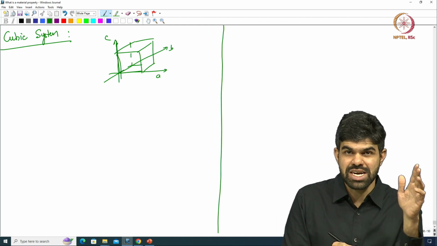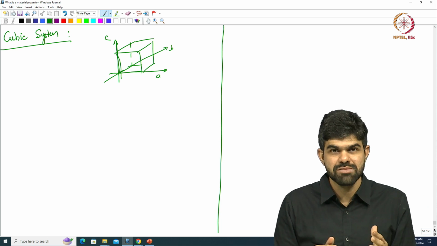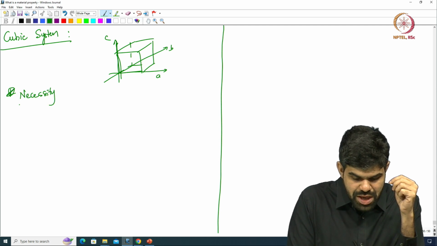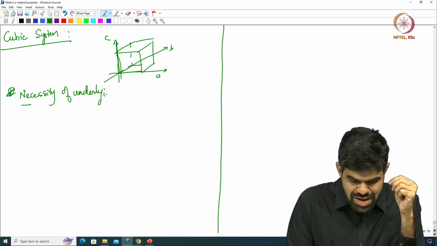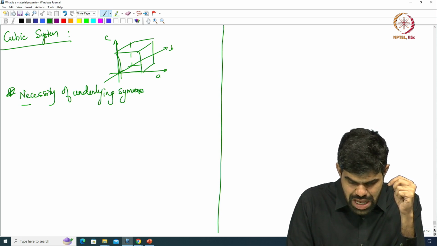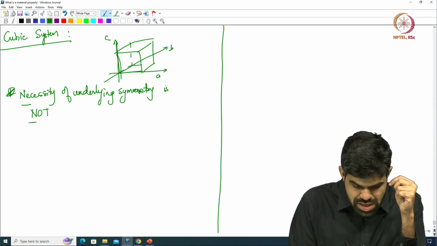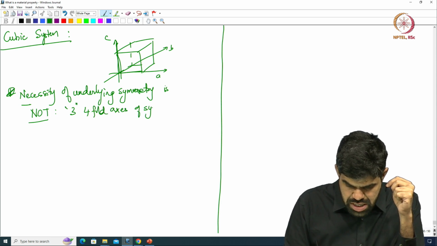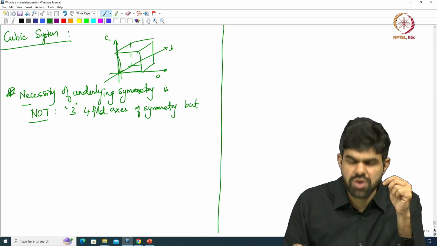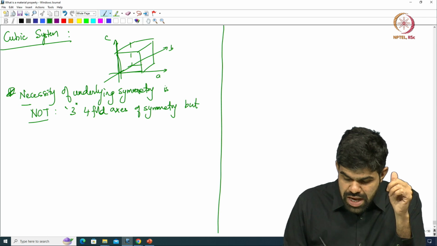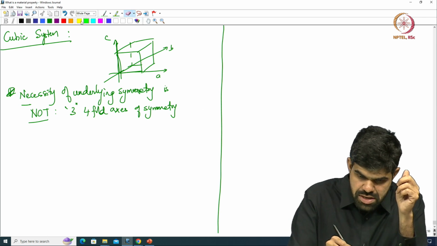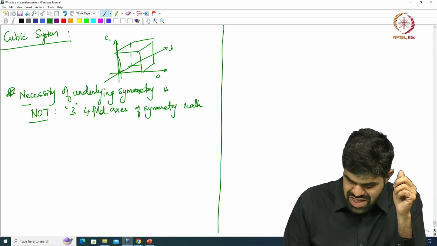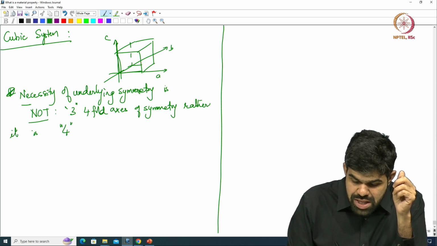So what you need, the necessity for a system to be called a cubic system, is not three fourfold axes of symmetry, rather the necessity of underlying symmetry is not three fourfold axes, but rather, three-fold axes of symmetry, or 4 bar.